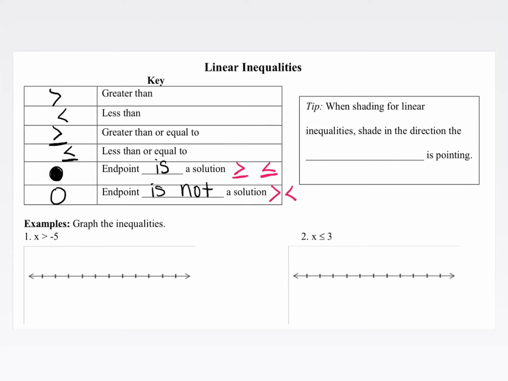Now, when shading your inequalities, a helpful tip is to shade in the direction that the arrow is pointing. If we look at our inequality kind of like an arrow, it can point in the direction that we want to shade in. However, this only works when the variable is on the left-hand side.